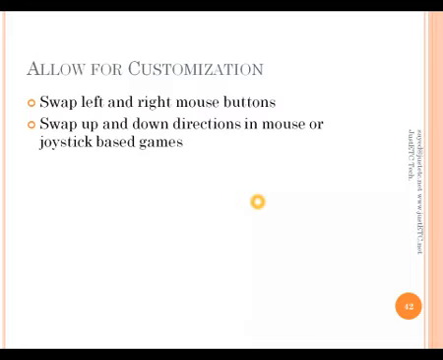You can also swap up and down directions in mouse or joystick based games. Some players like to push the mouse or joystick up to make their avatar look up. Other people like to pull it down to look up. So let the player play as she prefers, and give them the option to swap this.